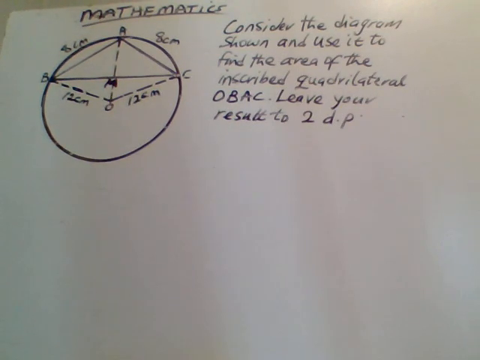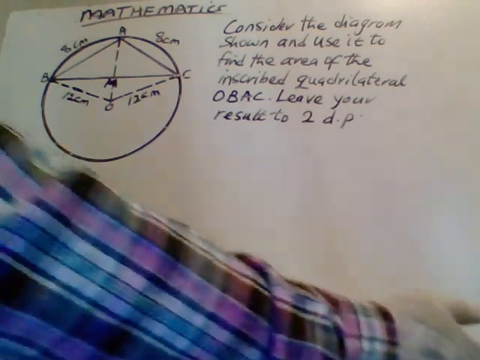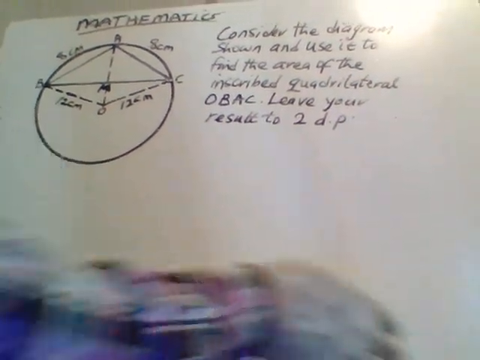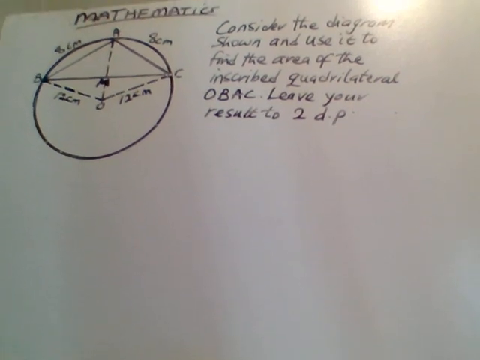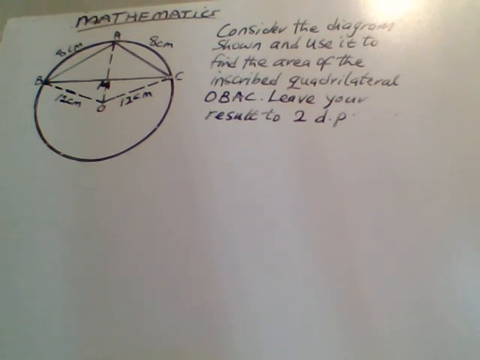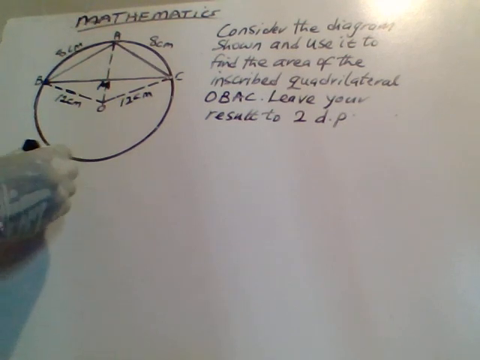As you can see, you are given a problem involving circle geometry. In this case, we are asked to consider the diagram shown and use it to find the area of the inscribed quadrilateral OBAC, leaving the result to 2 decimal places. So, let's do as we are required. The first thing you have to do to solve this type of problem is to look at it and consider certain concepts.